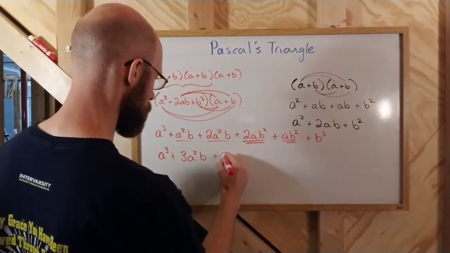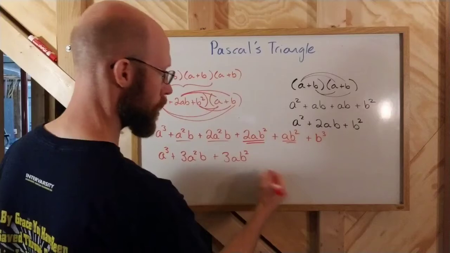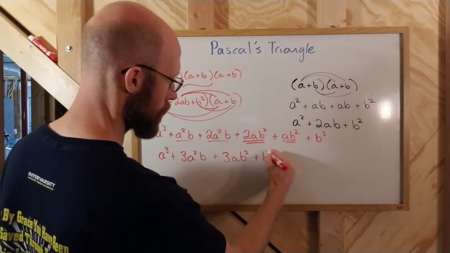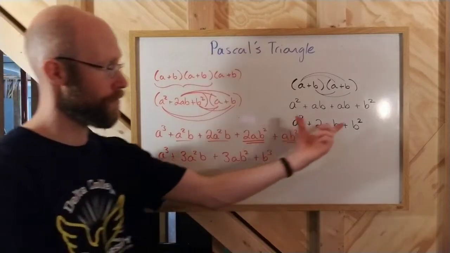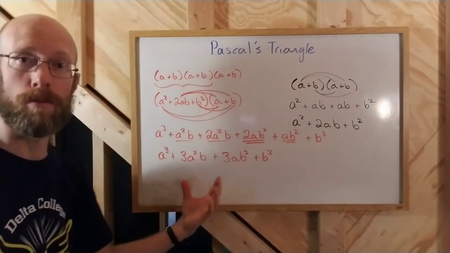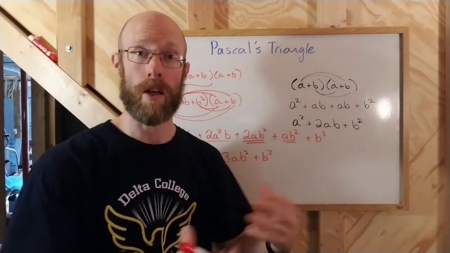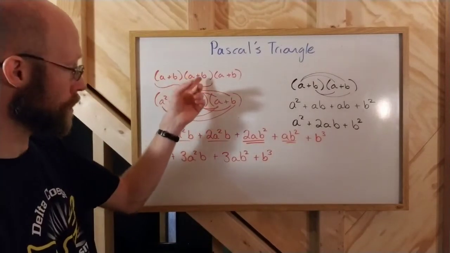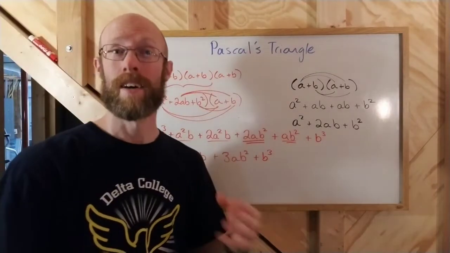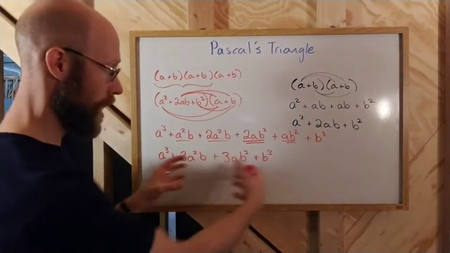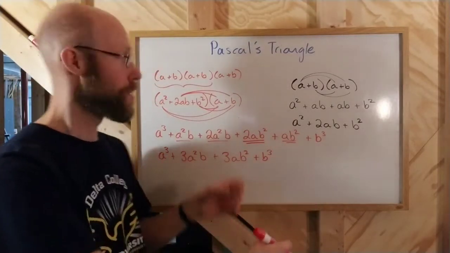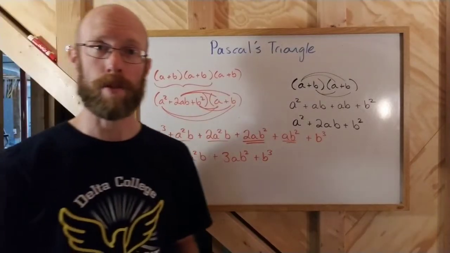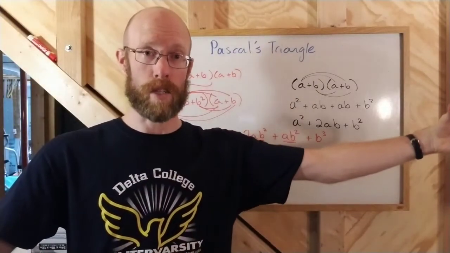So that's plus 3ab squared, and I've got my b cubed in there as well. All right, so that obviously gets longer, right? I went from 3 terms to 4 terms. If I were to put another one in there, if I made it a plus b times a plus b times a plus b times a plus b, 4 of them, then I'd have another term added on, and then more and more and more and more, right? So the more times you multiply by a plus b, the longer the final expansion is.